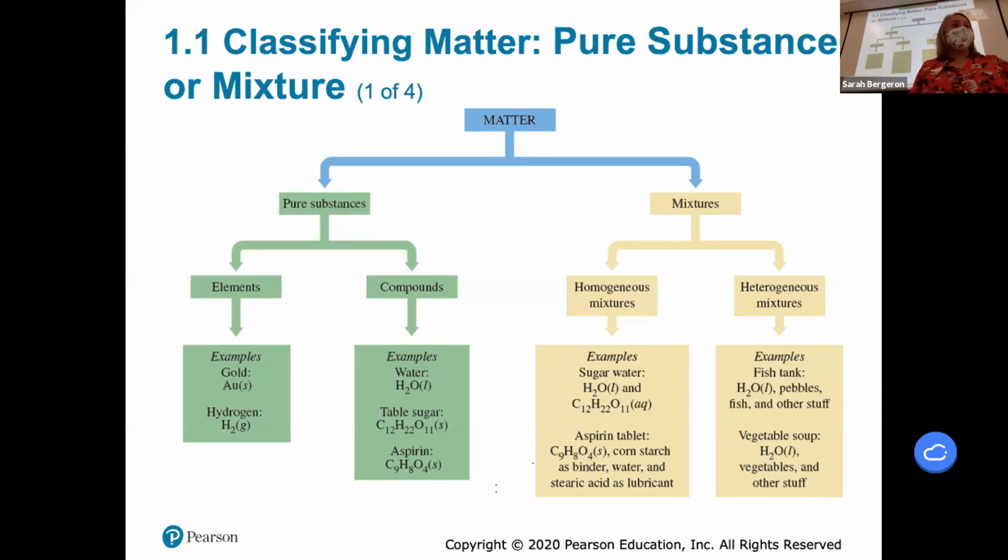Mixtures, on the other hand, this is an example of a mixture. There are two kinds of mixtures, homogeneous and heterogeneous. When you think heterogeneous, I want you to think different. When you think homogeneous, I want you to think the same. So we said this is a mixture. Homogeneous or heterogeneous? Is it all the same in here? No. So it must be heterogeneous, okay?